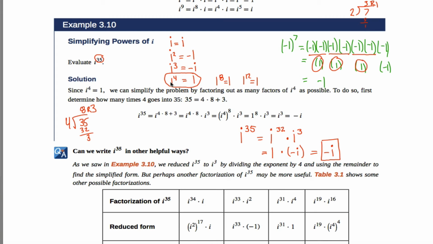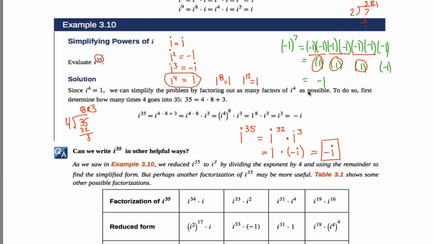I need 4 in my group to make a positive 1. So instead of dividing by 2, I divide by 4. I divide by 4, I get a remainder of 3. What that means is that 32 of this 35 are just a whole bunch of 1s I don't have to worry about. 8 1s being multiplied together. But I still have this i cubed here, and I have to figure out what i cubed is equal to. And i cubed is equal to negative i.